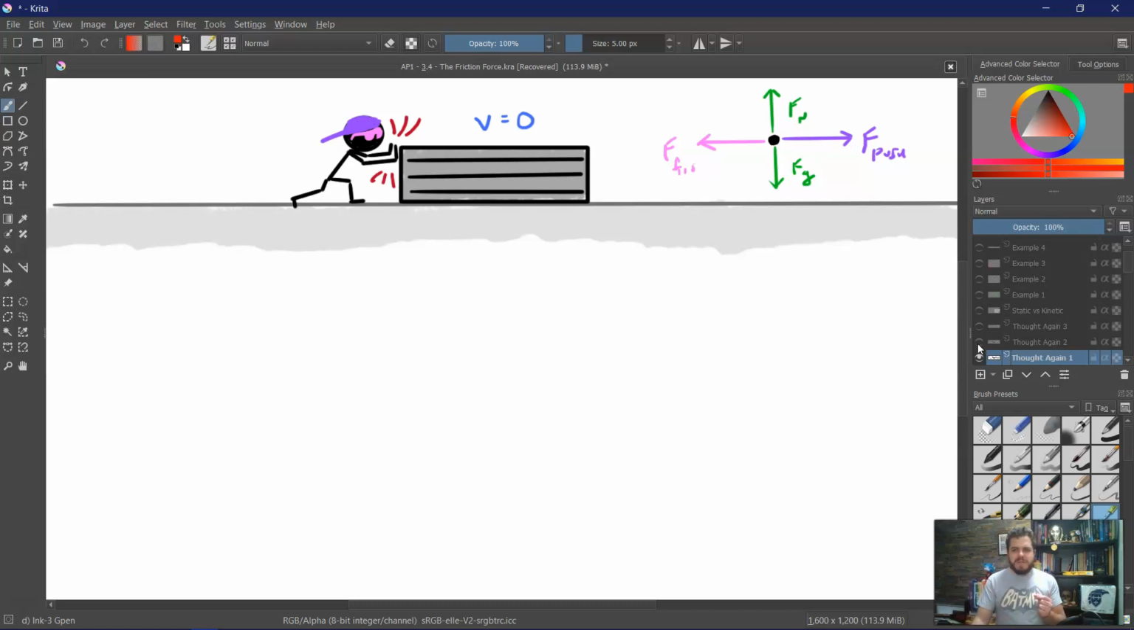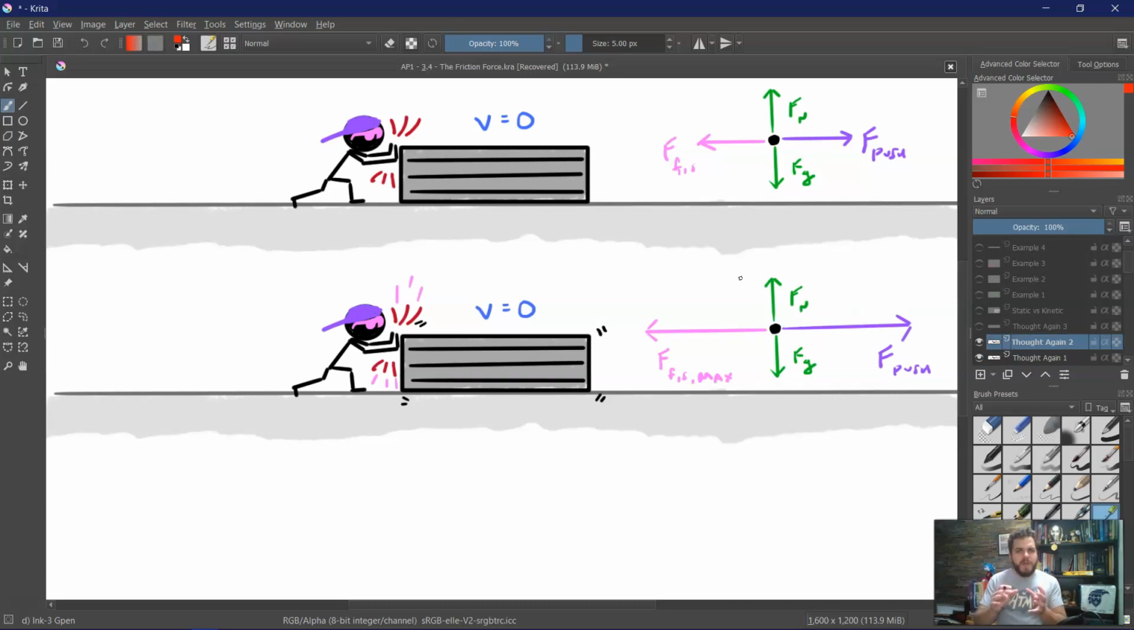But let's say you push even harder until you get to the point where this is on the brink of moving. The tire is about to start sliding across the ground. We could even say, oh man, the tire is practically vibrating. It's so close to sliding. Well, this would be the point where we've reached the maximum static friction force. This would be the coefficient of static friction times the normal force. That would be this. And you must be pushing that hard.